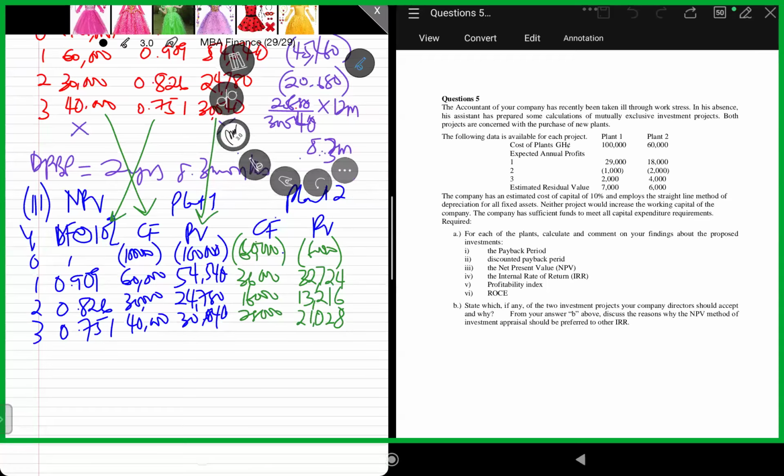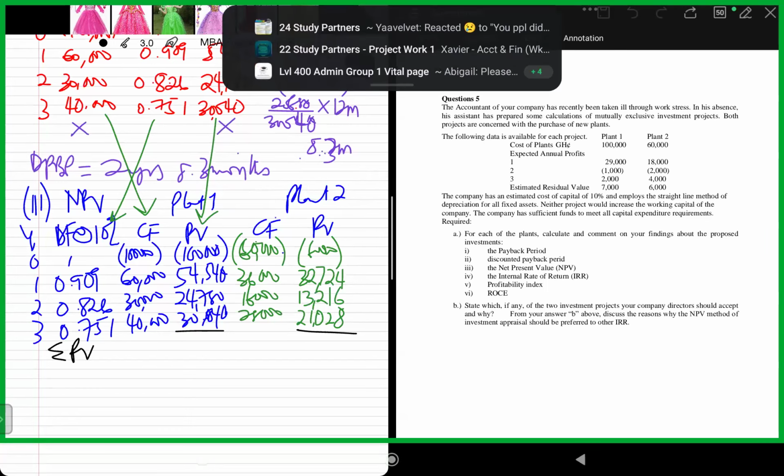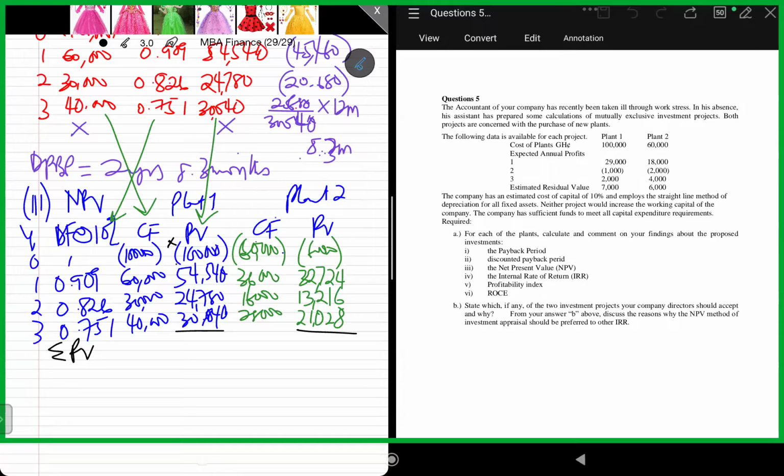I'll underline the PV and write here total PV. Total PV means I'll add all the PVs. I'll not add the negative. For plant 1, I'll start from 54,540 and add through 30,040. For plant 2, I'll start from 32,724 and end at 21,028. I'll add them and write a figure there.